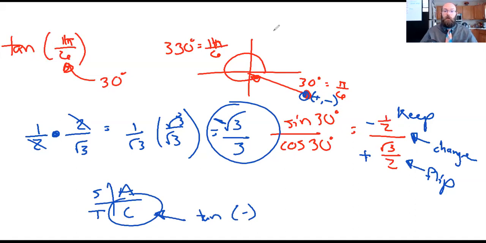Let us do another one similar to that, okay? I want us to do now tangent of 750 degrees, but let's do it negative.